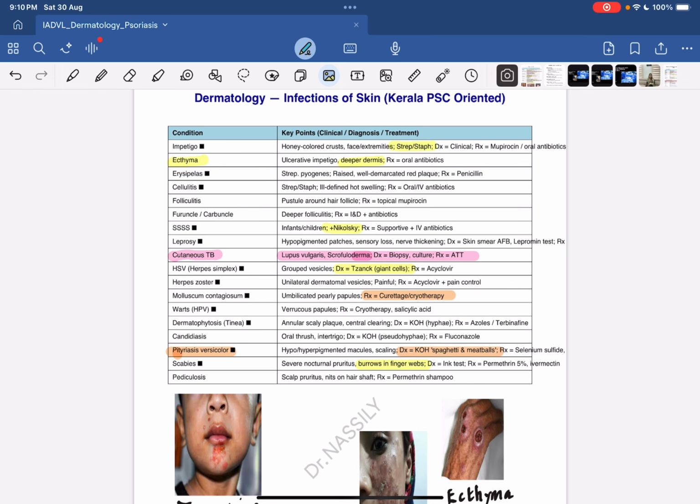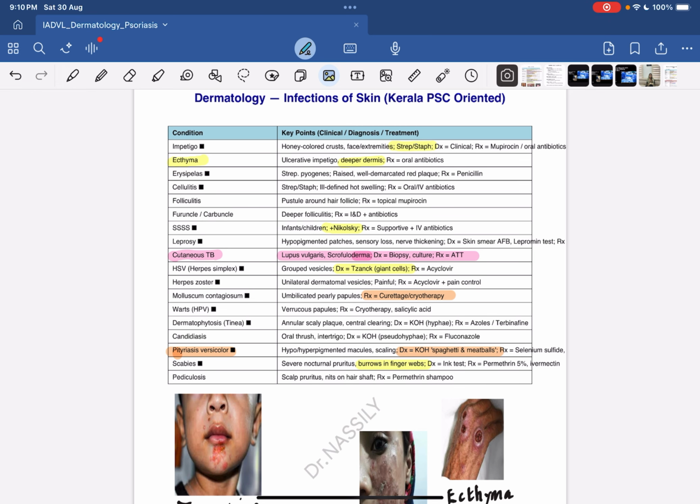Ecthyma was a previous year question. Ulcerative impetigo is known as ecthyma. It affects the deeper dermis, so treatment should be oral antibiotics. Then coming to cutaneous TB, it will present as lupus vulgaris, scrofuloderma, and the diagnosis is by biopsy and culture, and the treatment is antituberculous therapy.